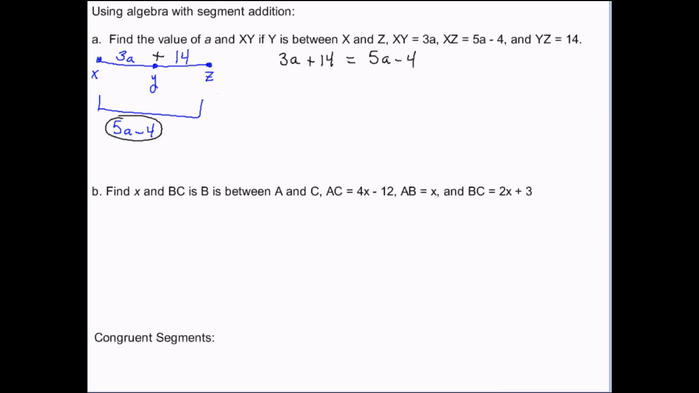Here, hold on, let me try this. If we use some color, this part would be the green part, this part would be the red part, and then the whole thing would be blue. Okay. That's green, that's red, that's blue.